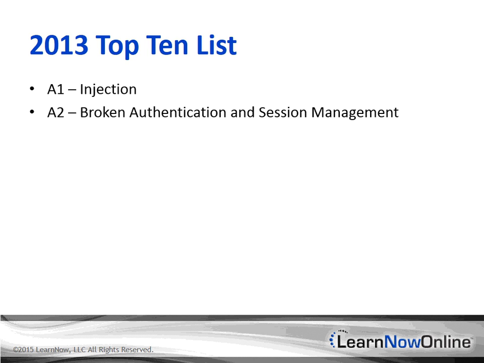Second risk is broken authentication and session management. The idea here is that application functions related to authentication and session management are often not implemented correctly, and that allows attackers to compromise passwords, keys, or session tokens, or to exploit other implementation flaws to assume other users' identities.